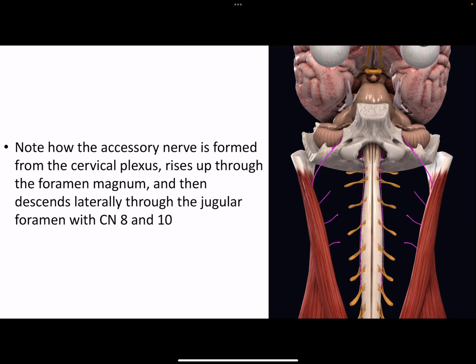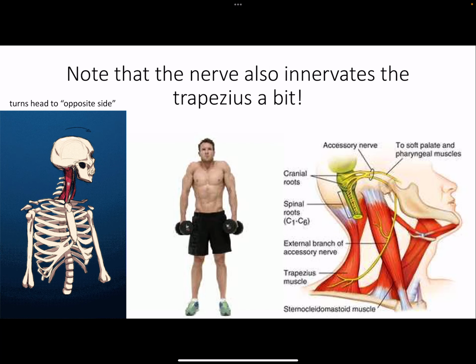So it's originating from these cranial nerves, and it's actually moving up, which is kind of weird. It's moving up through the foramen magnum, and then it goes back down through the jugular foramen, kind of paralleling cranial nerve 8 and 10, which is interesting. So it's the SCMs for turning your head. So this would be the right SCM from the right accessory nerve, helping turn the head to the left. And then we have these trapezius muscles, which are also going to be a little bit innervated by the accessory nerve.